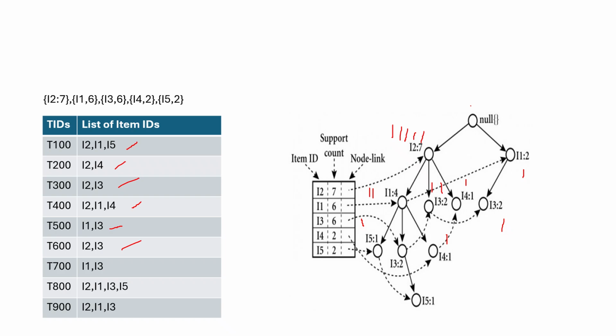Now let me come to T700, I1, I3. I have already I1 from the root, so I'm adding it up by 1. From I1, I have an I3 already, so I'm adding up 1 here.